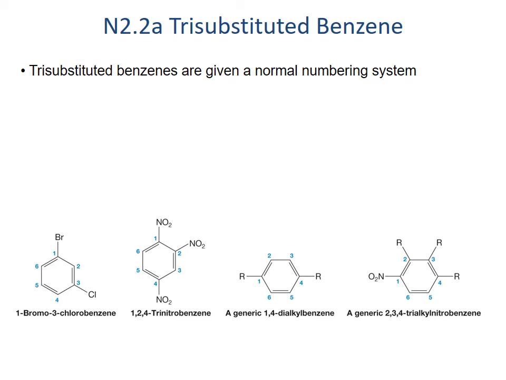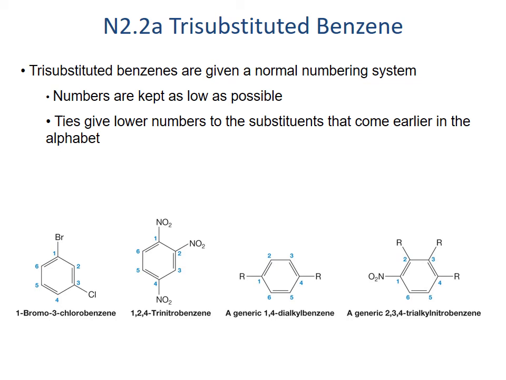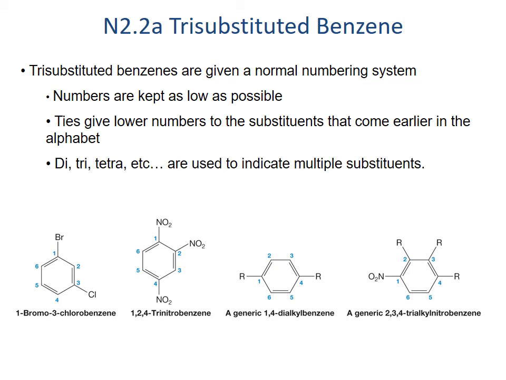When we have more than two substituents, we need to use numbers. We cannot use ortho or meta or para. As always, we keep the numbers as low as possible. We break ties by alphabetical order of substituents, and we use prefixes to indicate multiples of the same substituent, like di, tri, and tetra.